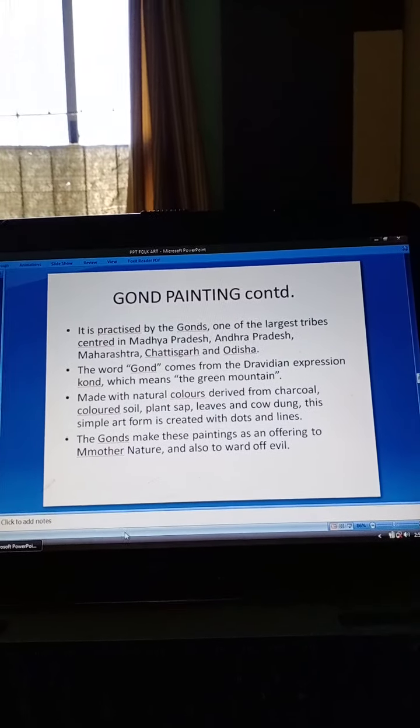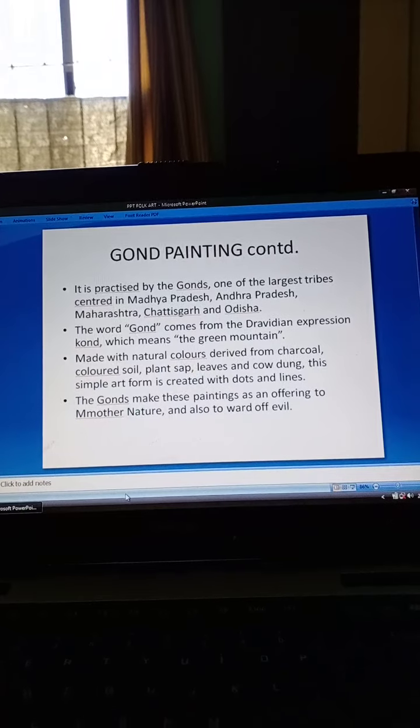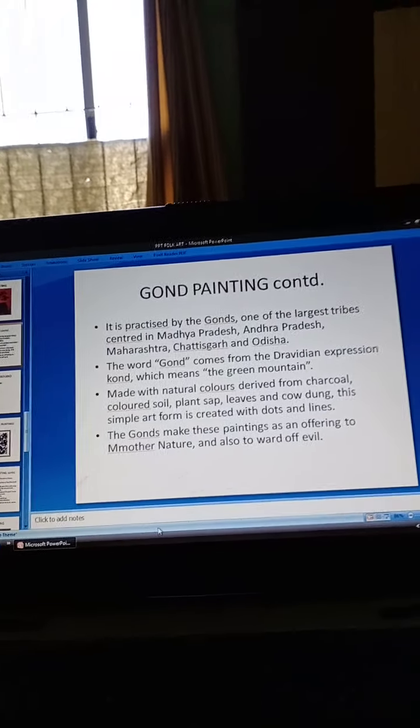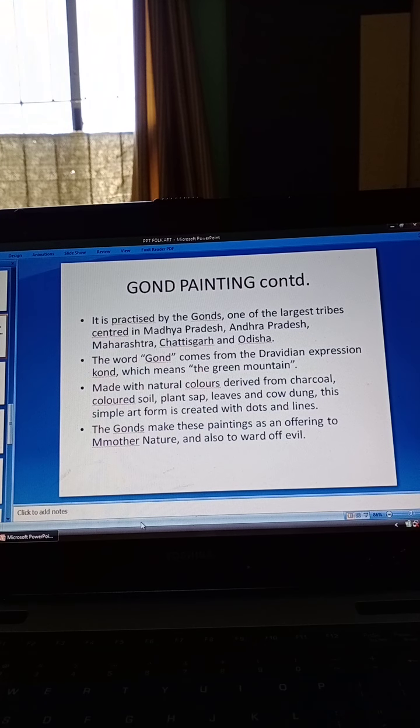Made with natural colors derived from charcoal, colored soil, plant sap, leaves, and cow dung, the simple art form is created with dots and lines. The Gonds make these paintings as an offering to Mother Nature and also to ward off evil. So this is one important point, that the Gond folk art has a religious connotation also, and whatever they paint or portray is to offer to Mother Nature and also to ward off evil. So this was Gond painting.